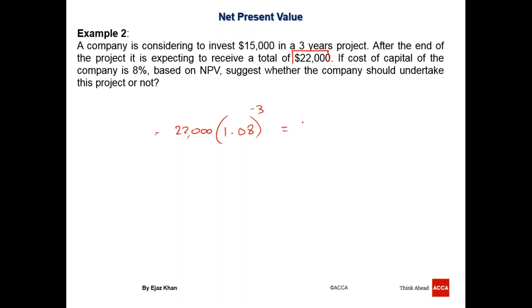17,464, okay. So this is what should be invested at max for this project, whereas the required investment is less than this, and it will give a positive NPV of 2,464. Therefore, it should be accepted on financial grounds.